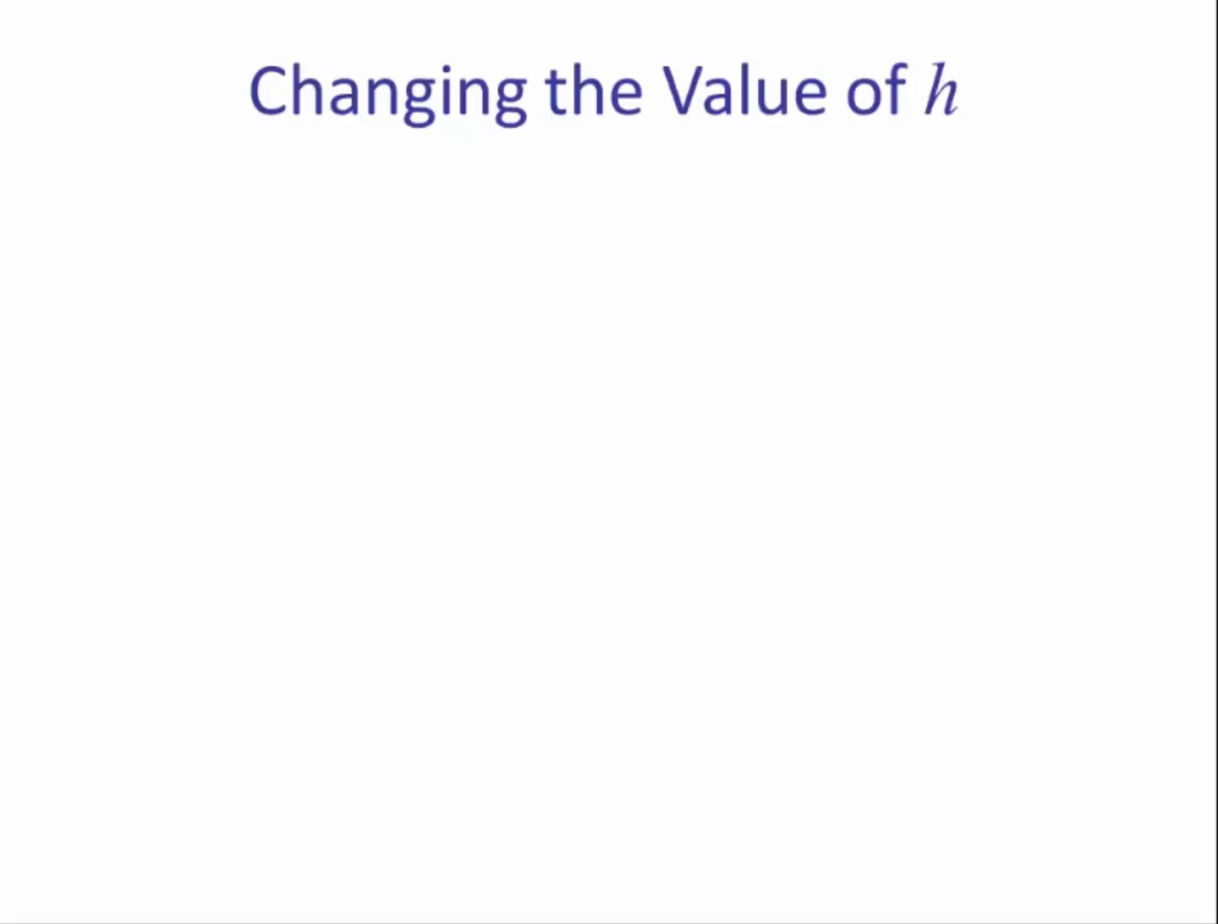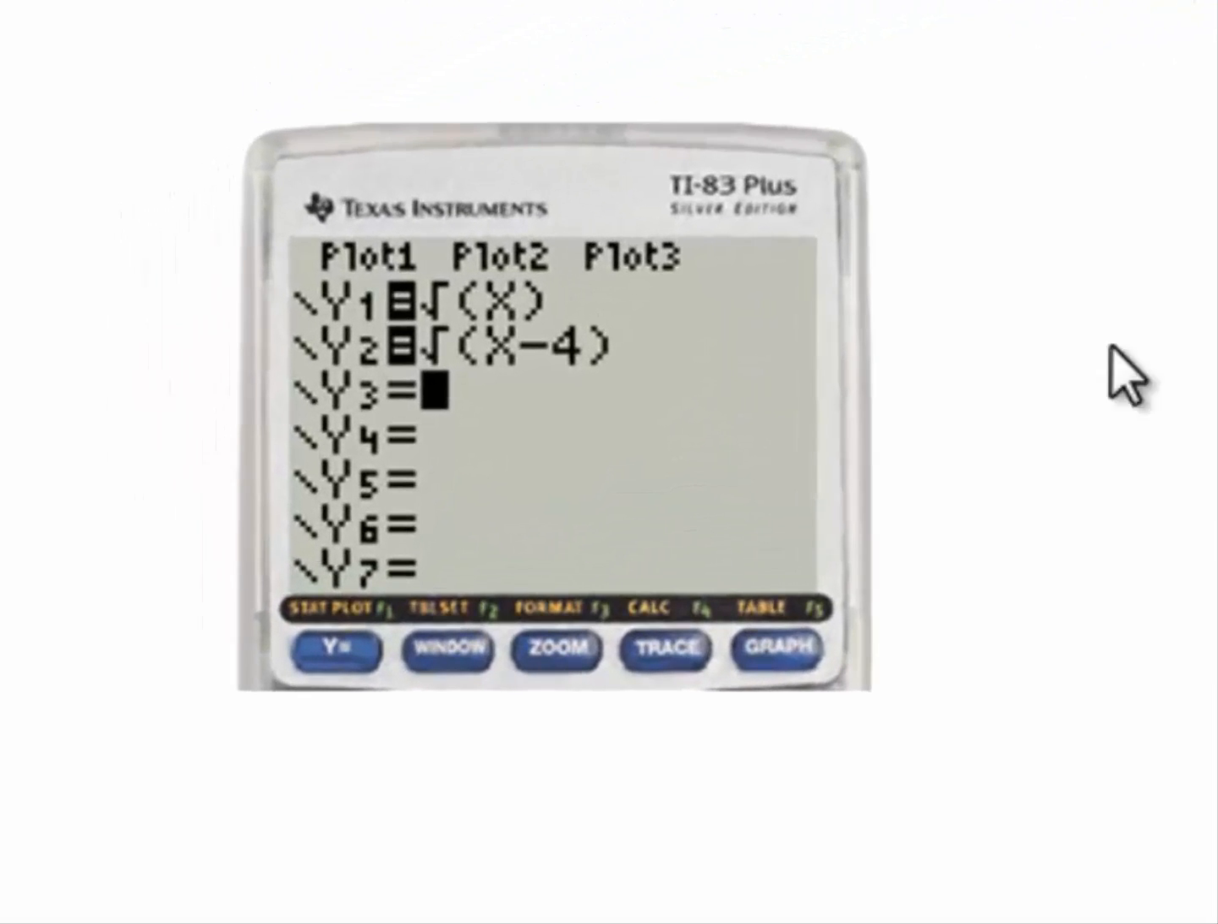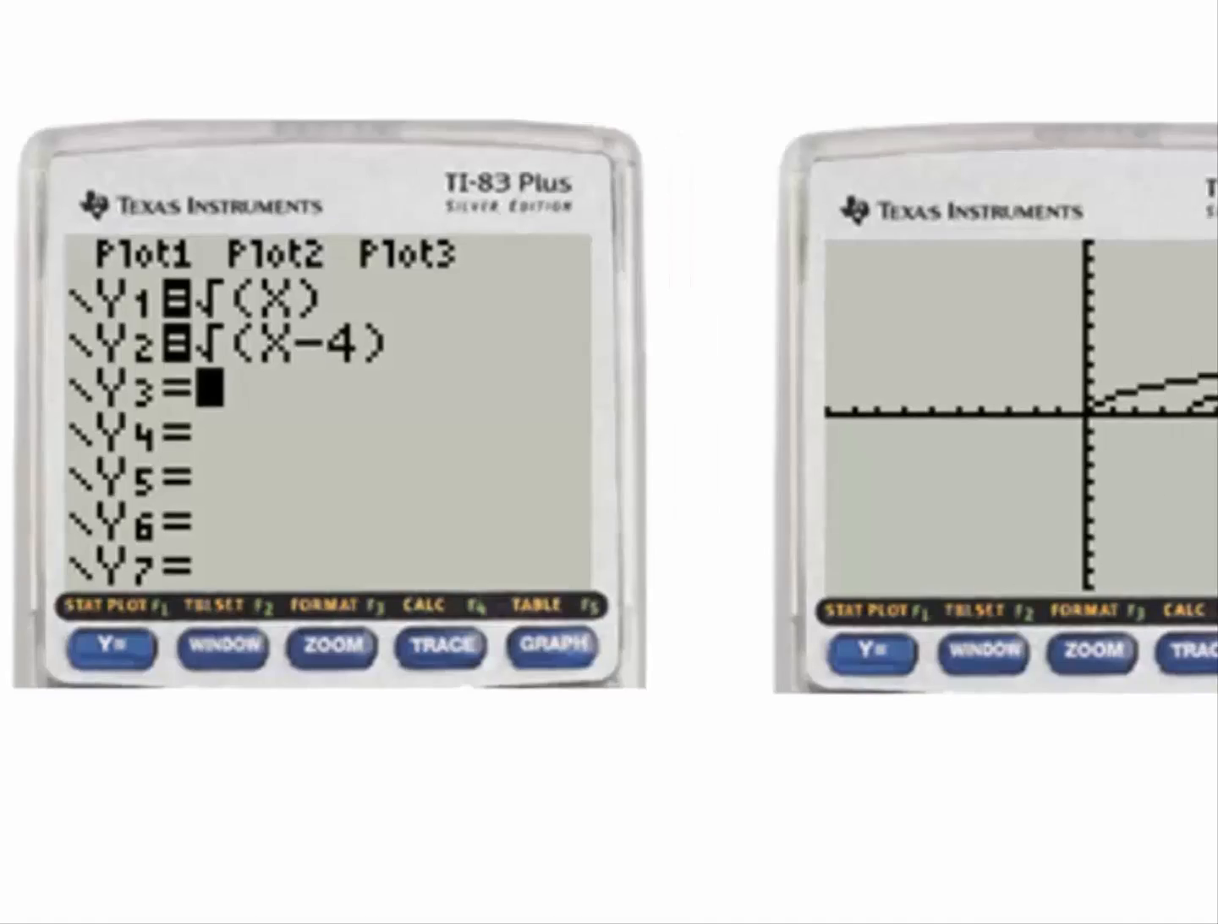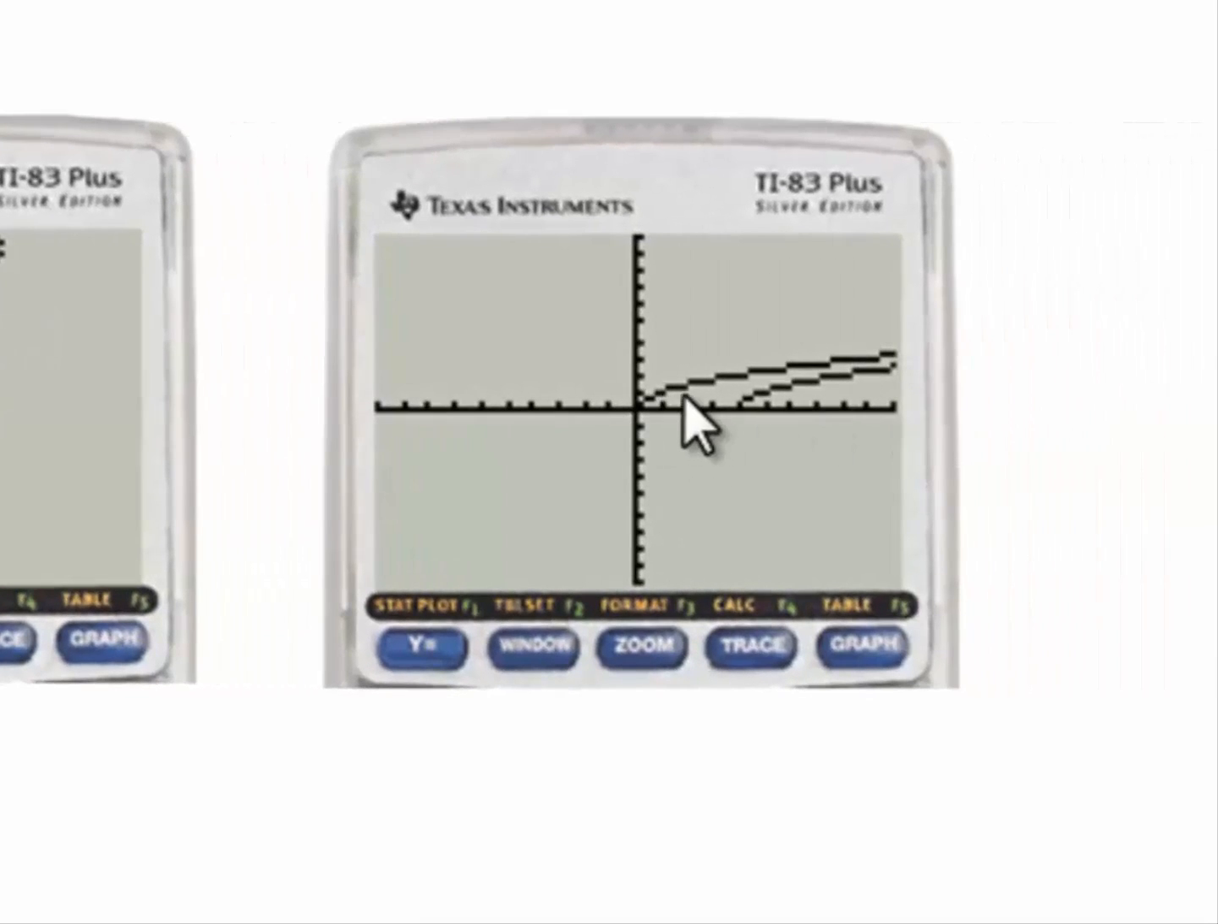Changing the value of h. So consider square root of x, and then consider the square root of the quantity x minus 4. This time, this is x minus 4 all within the square root. When we graph this, here's our parent function, here's the new function, and as we've seen in example 1, this has been a translation, in this case, of 4 units.